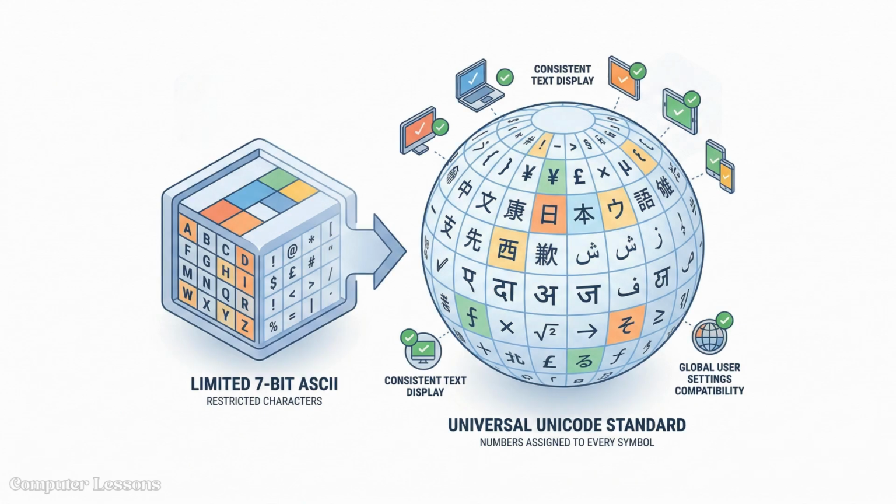However, the limited 7-bit ASCII range could not accommodate the vast diversity of global human languages. This led to the creation of Unicode, a universal standard that assigns numbers to every symbol. Unicode ensures text displays correctly, regardless of the operating system or regional user settings.